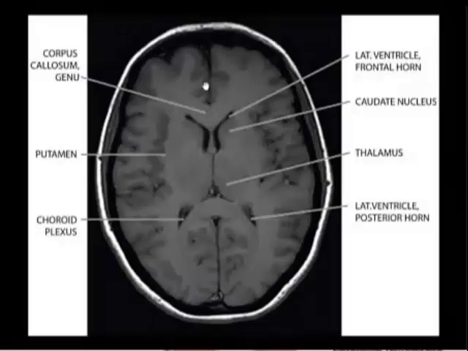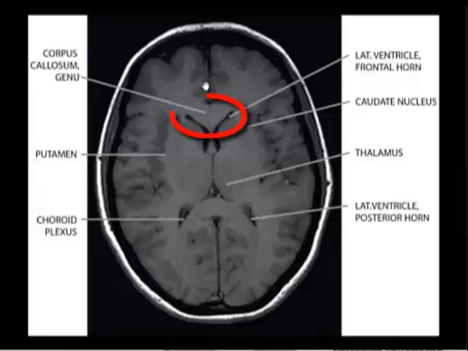This axial T1 weighted MR image demonstrates the frontal or anterior horns of the lateral ventricles, as well as the occipital or posterior horns of the lateral ventricles. Within the posterior horn of the lateral ventricle on the patient's right side, the choroid plexus is labeled. The genu of the corpus callosum is labeled in the anterior midline portion just above the anterior horns.